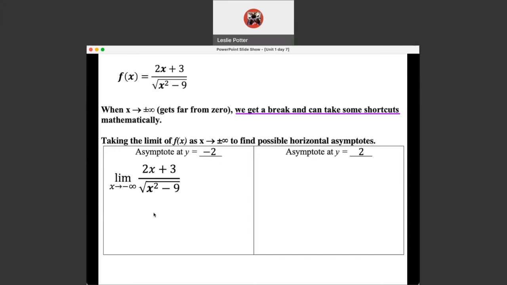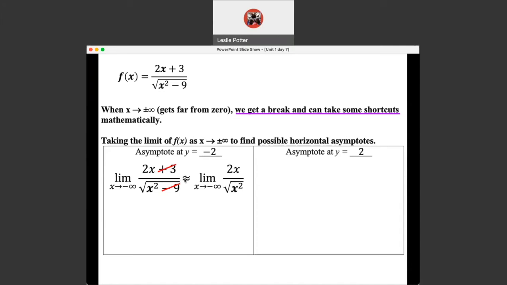Okay, now when we are really, really far away from 0, think about this. If we are at -10 million, 2 times -10 million is -20 million. Adding 3 isn't going to make a whole lot of difference. Same thing here. If we're at -10 million and we square it, subtracting 9 isn't going to make a whole lot of difference. We literally can ignore these constants. We just can cross them out. They're insignificant.